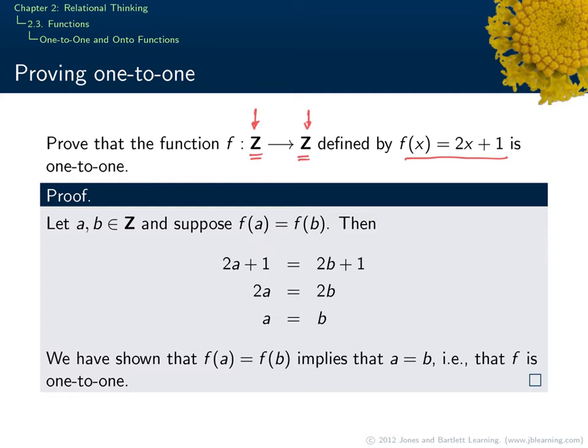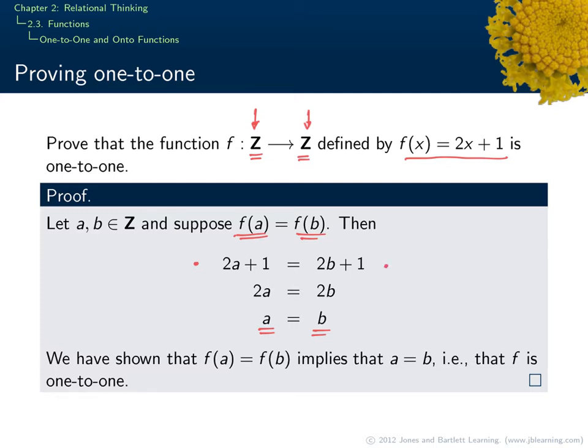Now, we want to show that this function is one-to-one. To do this, we begin by supposing we have elements a and b in the integers that give rise to equal outputs. That is, f of a and f of b are equal. To show the function is one-to-one, we need to show that the original inputs were equal. So how do we do that in this particular setting? Well, f of a is 2a plus 1. f of b is 2b plus 1.